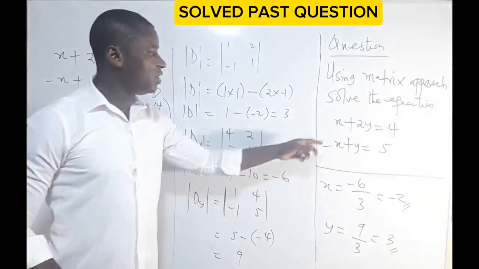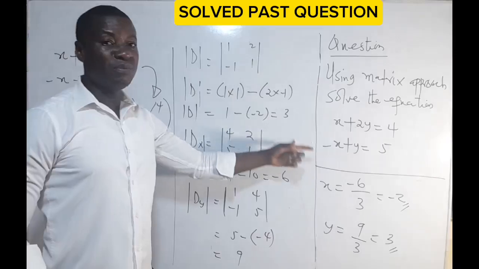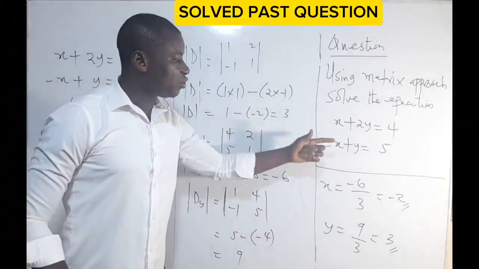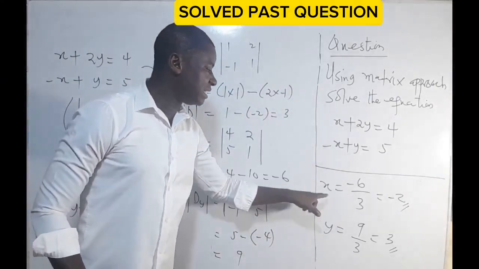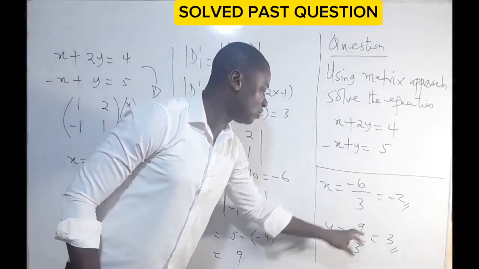You can also solve this simultaneous equation with the elimination method, the substitution method, or the graphical method, and you will get the same values: x equals minus 2 and y equals 3.